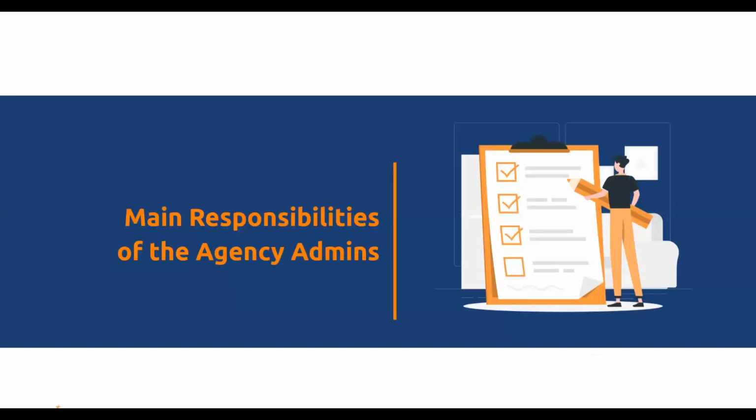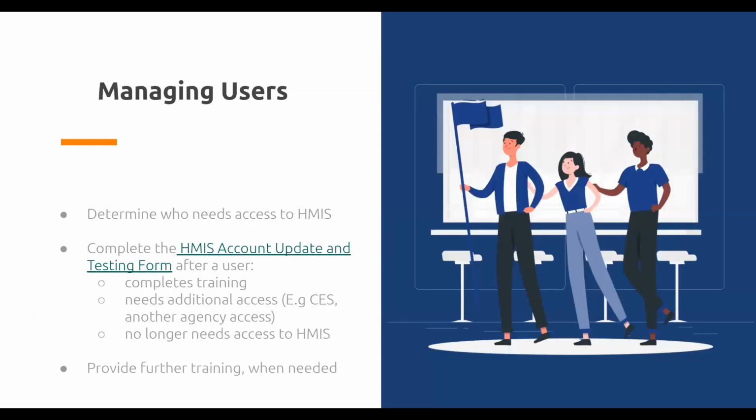Main responsibilities of an agency admin. Your first responsibility is maintaining users at your agency. You will assist new users with setting up their training accounts, and once they have completed the trainings, as the agency admin, you will submit the HMIS account update and test form to the help desk for grading.